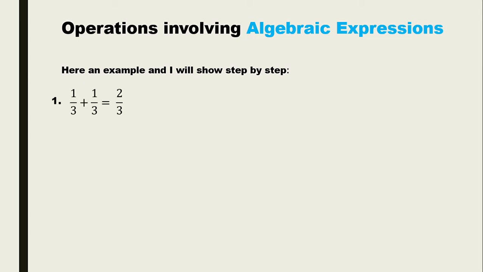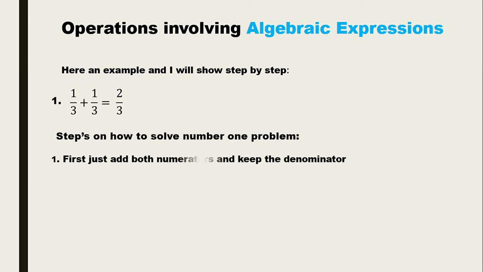So, this is the first example. 1 over 3 plus 1 over 3 is equal to 2 over 3. What I'm basically going to do is show you the steps on how to solve problem number 1. First, you're just going to add both numerators, which is the top, and then keep the denominator. Sorry for spelling it wrong.